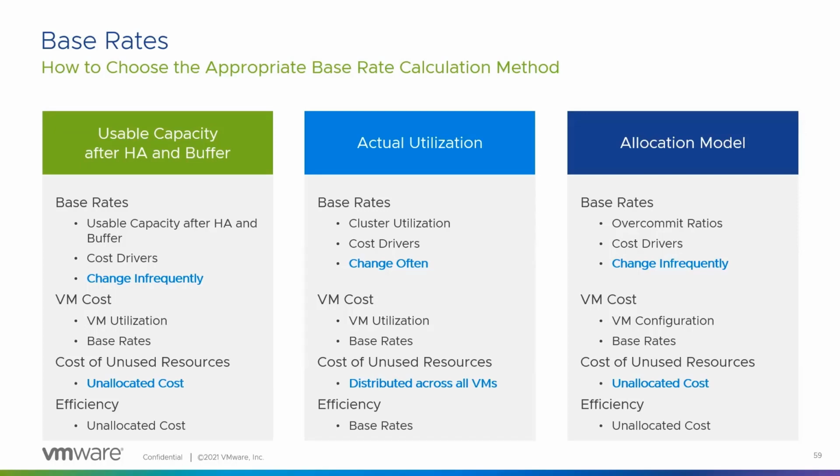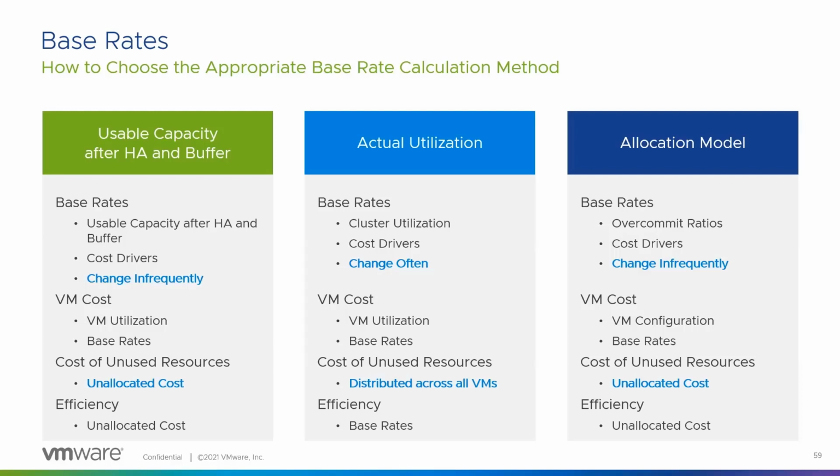And then the last option here is the allocation model. So this one works completely differently. The base rates are based on the overcommit ratios. So say you define 8 vCPUs per core, it's based off of that ratio. It doesn't use the utilization at all. It's based on what is allocated to the virtual machines, and the amount of what you expect to be able to run in the cluster based on those overcommit ratios. The base rates here won't change very often either, because your overcommit ratios and the capacity of the cluster don't really change that often.